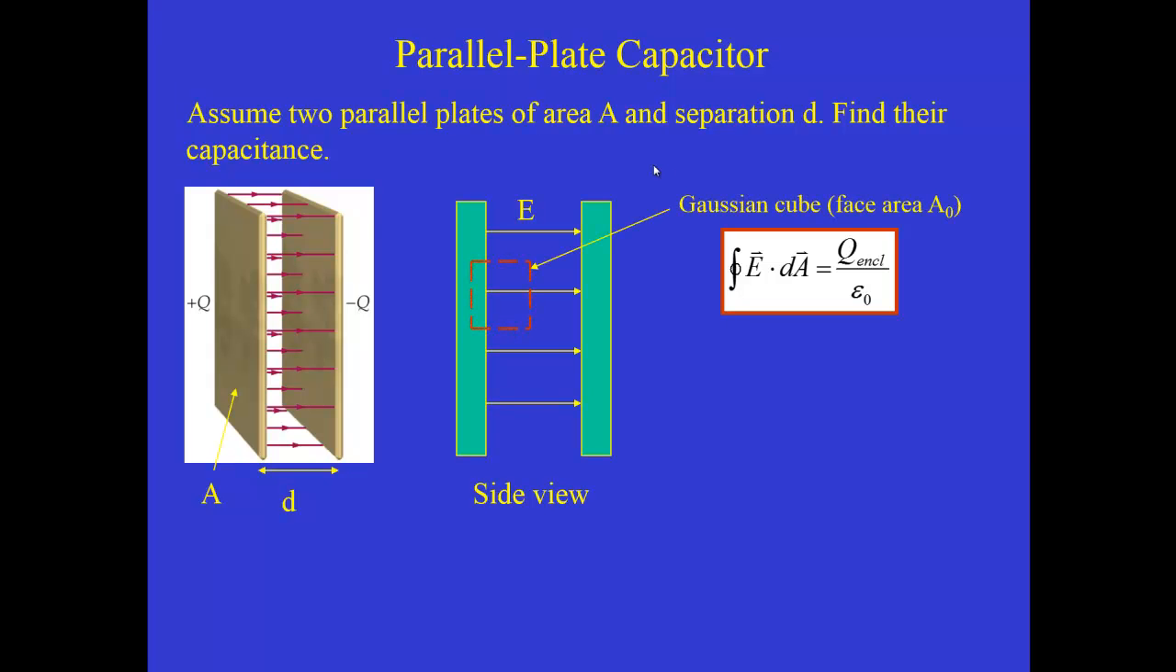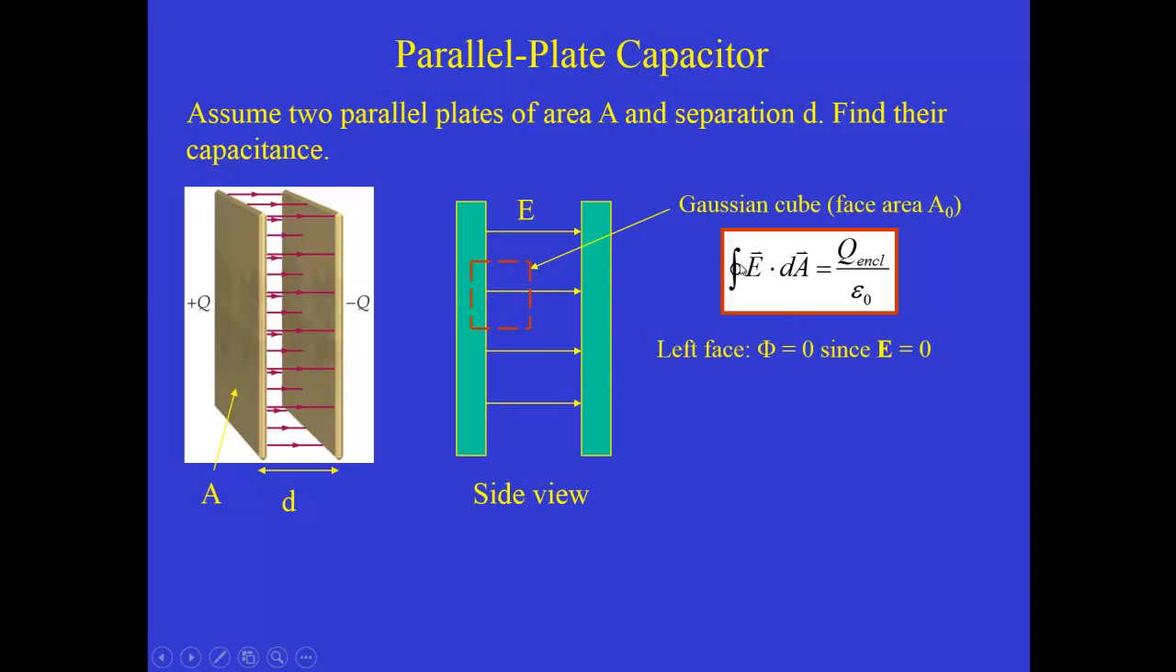And so I'll just imagine that we have a cube that has one face inside the conductor on the left-hand side, the other face in between, which is the region where we want to find the field, and the other four sides of the cube have their surfaces so that the surface normal, dA, is perpendicular to the electric field vector, and that will make the flux integral really easy to evaluate.